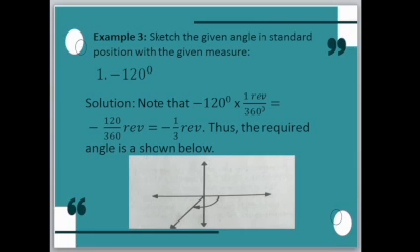And that is a big fraction. So we have to simplify that. Divide both numerator and denominator by 120. So 120 divided by 120 is 1, and 360 divided by 120 is 3. So the simplest form is negative 1/3 revolution. Thus, the required angle is shown below.